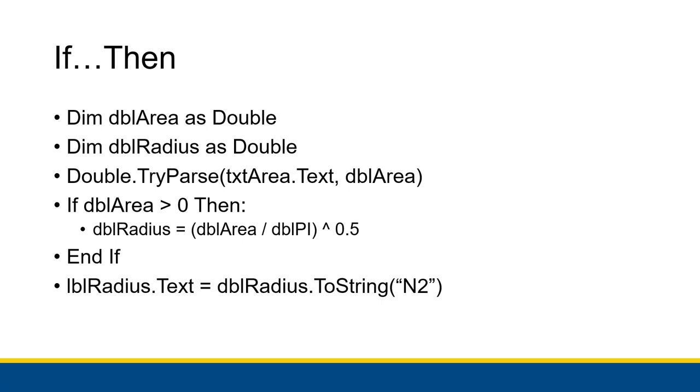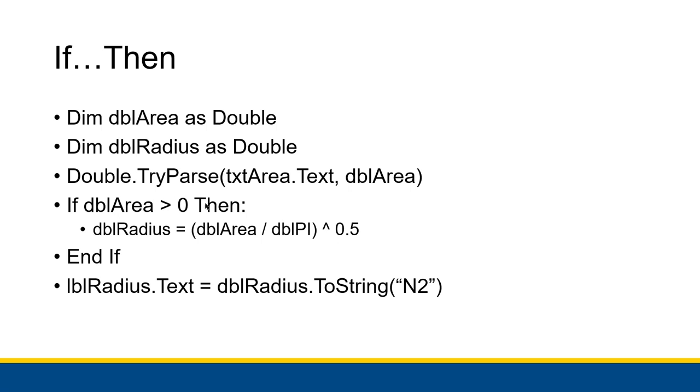Regardless, if double area is greater than 0, we know that we have a valid area, which means that we can safely calculate the radius. Double area divided by our pi class constant, probably, to the power of 1/2, which is the same thing as square rooting it. We set that into the double radius value inside of the if statement. And then we end if.